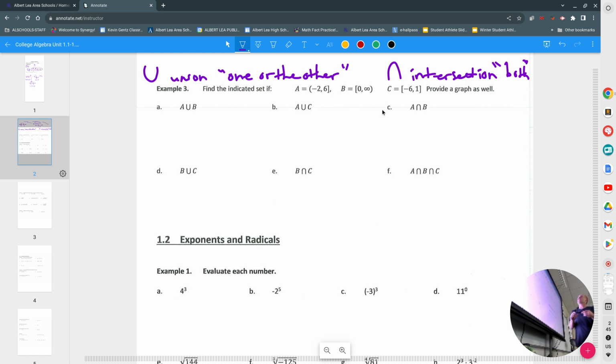So I think a good way to figure out what A intersect B is to start by making a graph. And I'm going to look at A as being -2 to 6, and then B from 0 to infinity. So A is the numbers from -2 to 6. I have an open circle on -2. I have a closed circle on 6. B is the numbers from 0 to infinity. Closed circle on 0, off to infinity.